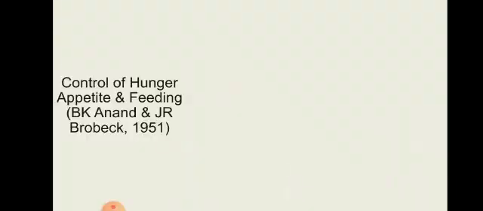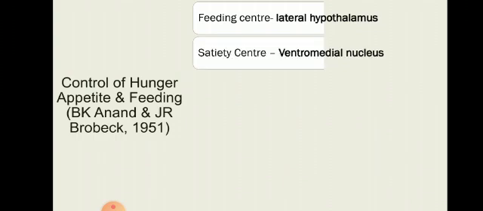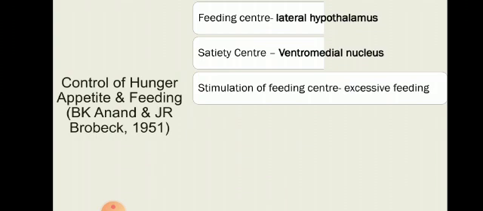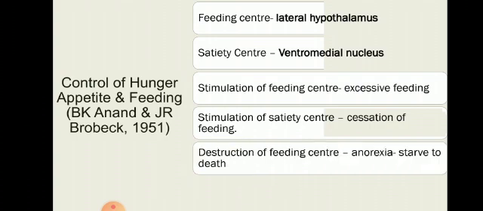Next, you have the very important function where the hypothalamus controls hunger and appetite. The feeding center in your body is the lateral hypothalamus, and the satiety center is the ventromedial nucleus. When the feeding center, the lateral hypothalamus, is stimulated, that results in excessive eating. When the ventromedial nucleus is stimulated, it causes the cessation of feeding.